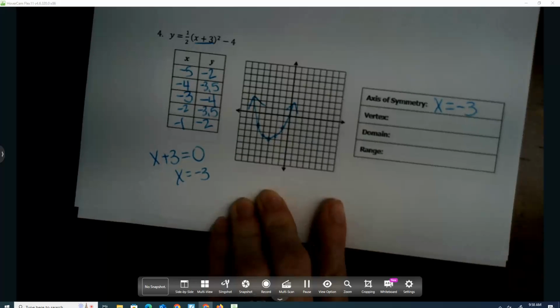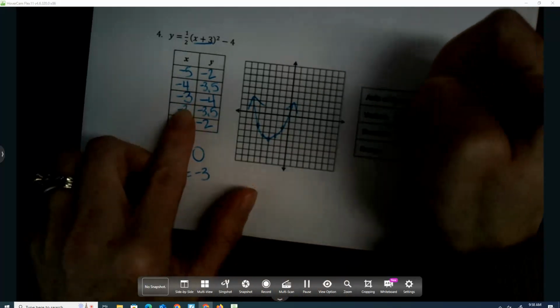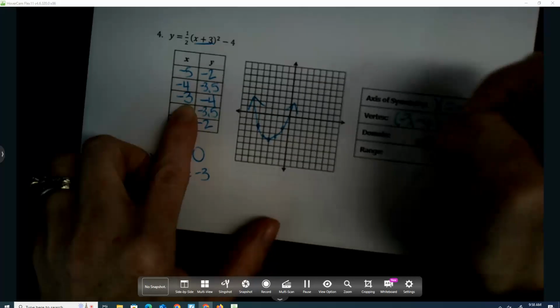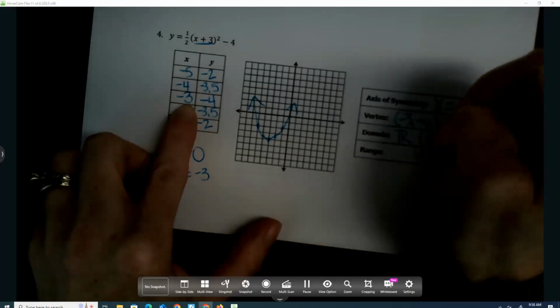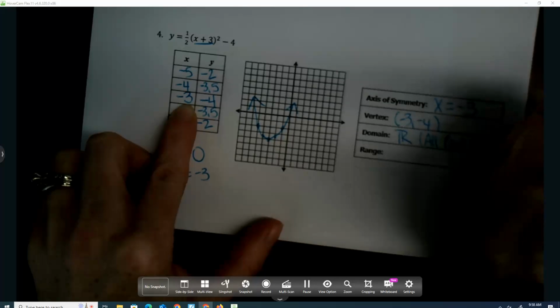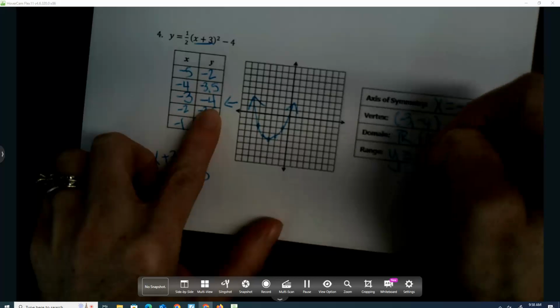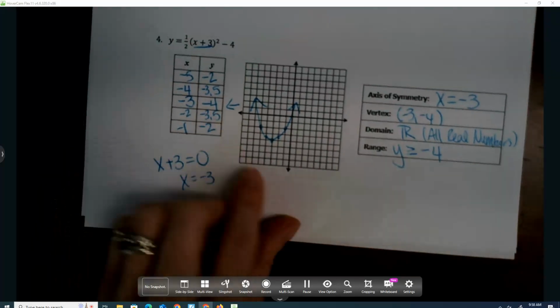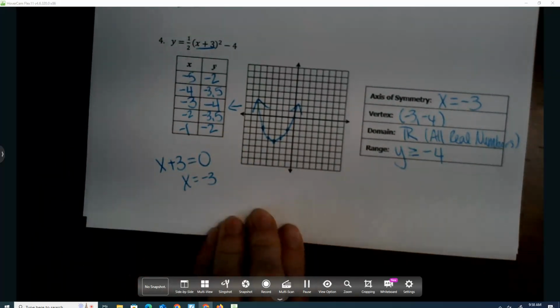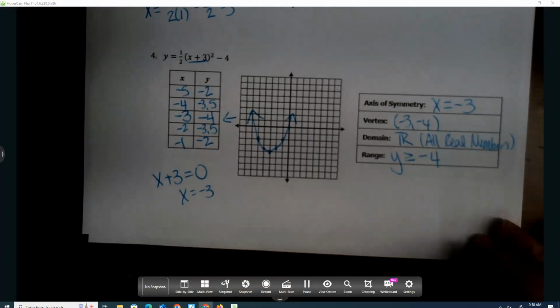So it's not a big deal if you get decimals in there. It can happen. My vertex, we found it's that middle point, the -3, -4. Domain is always all real numbers, or write it out, one or the other. The range, since it's opening up, y is greater than or equal to the y value of my vertex, which was -4. Are there any questions about the graphs on these?